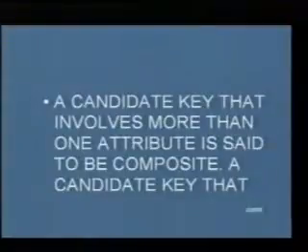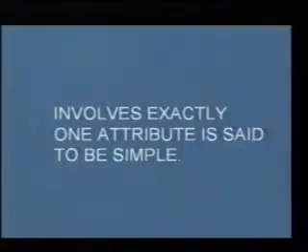A candidate key that involves more than one attribute is said to be composite. A candidate key that involves exactly one attribute is said to be simple. That means where you get only one attribute as a candidate key, we can say it is a simple candidate key, and wherever you get a combination of attributes as a candidate key, we can say it is a composite candidate key.